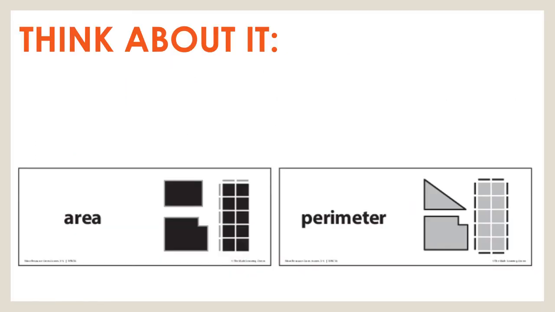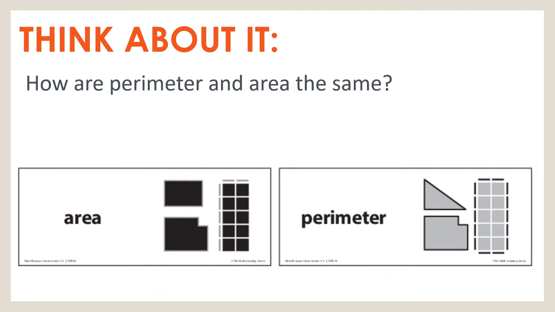Think about it. Study the two images below. How are perimeter and area the same? Perhaps you are thinking about how both are measurements involving two-dimensional shapes that can be used to solve real-life problems. We can create and draw models when working with area and perimeter. How are they different? Area and perimeter are different because area involves calculating square units, while perimeter involves calculating linear units. We will explore the similarities and differences with perimeter and area more in this lesson.